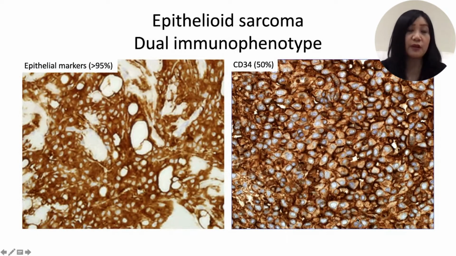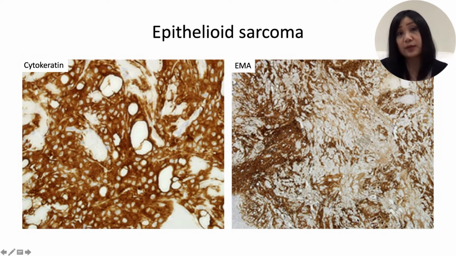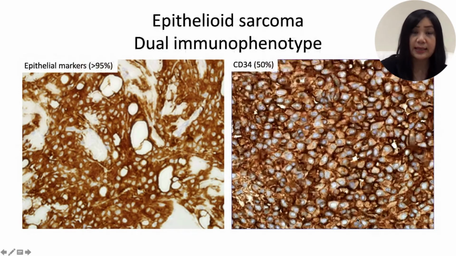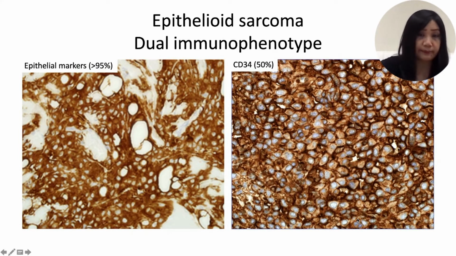Epithelioid sarcoma, both variants, are known for their dual immunophenotype of strong expression of epithelial markers, seen in more than 95% of cases, and strong expression of CD34, which is seen in more than half of cases. And again, just to reiterate, these tumors can highly resemble undifferentiated carcinoma. We need to always have that index of suspicion for epithelioid sarcoma, particularly as carcinomas typically do not show CD34 expression.